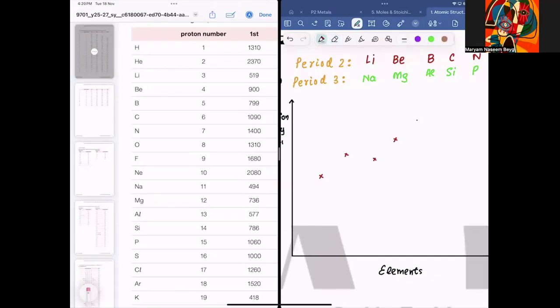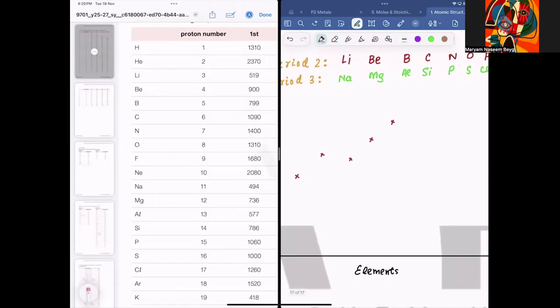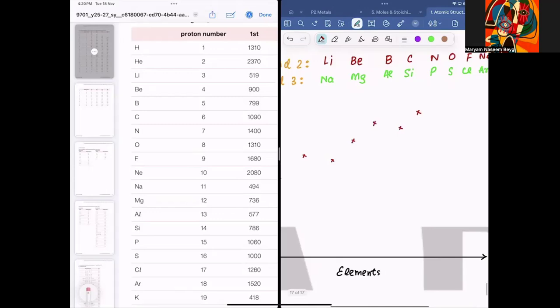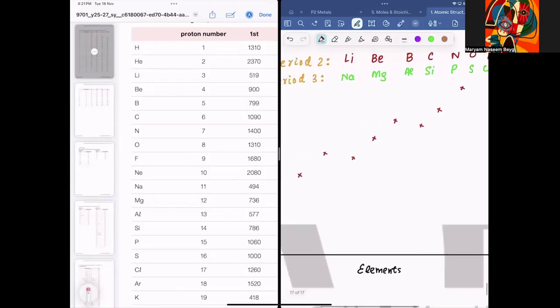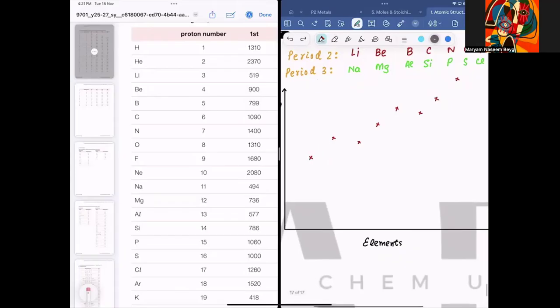Okay. Then the next one is oxygen. And for oxygen, it goes 1310. So again, slightly down, right? And then we have fluorine, which is 1680. It means even greater than, not just nitrogen, but greater than oxygen as well. And then the next one is neon, whose is 2080. So we will be getting a graph like this.